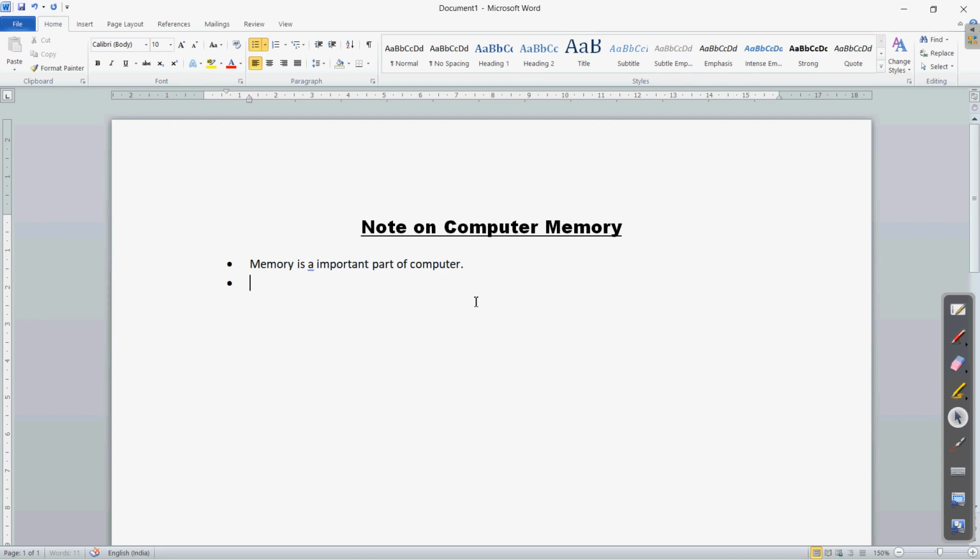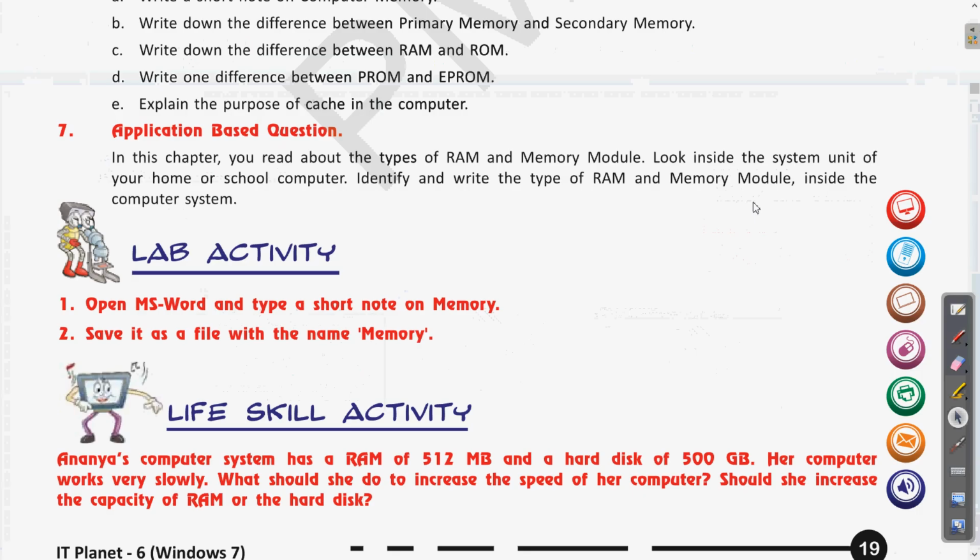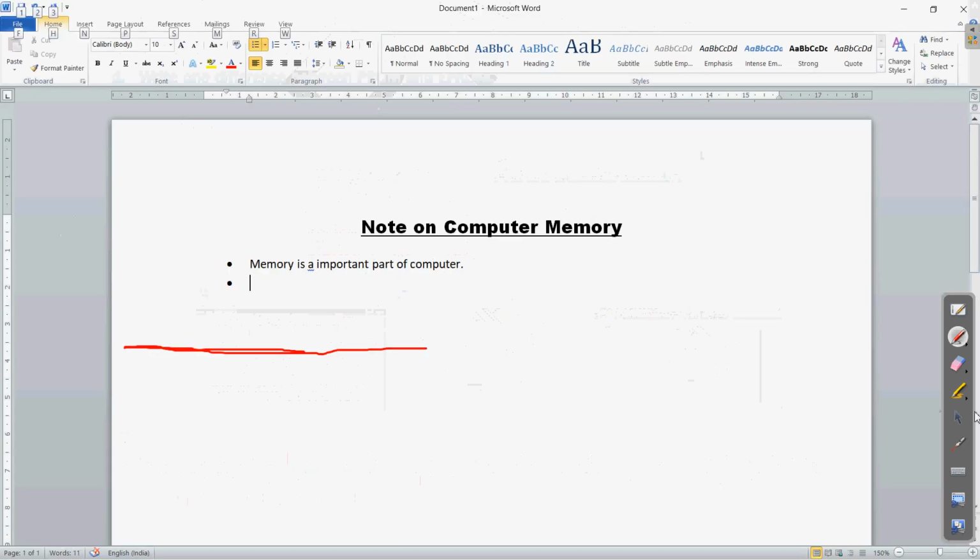Okay, now coming to the next question. After writing the note you also have to save that file. If you do not save that file, it will be deleted. So whatever file you are making, you have to save it with the name memory. Okay, so let us come to the file, here we have written this.